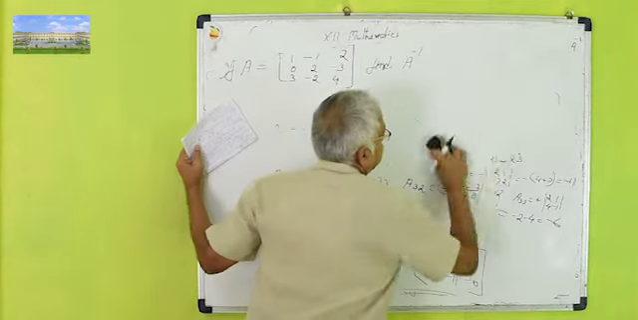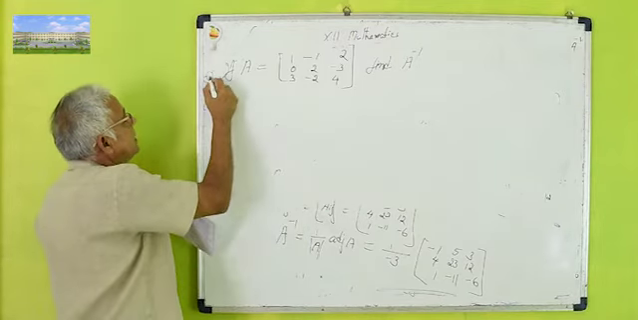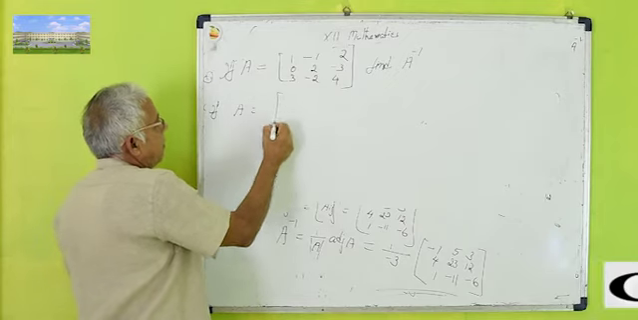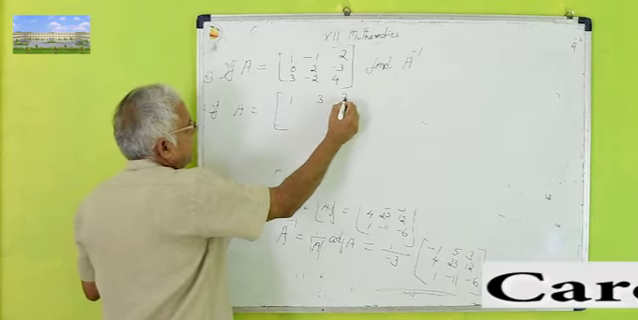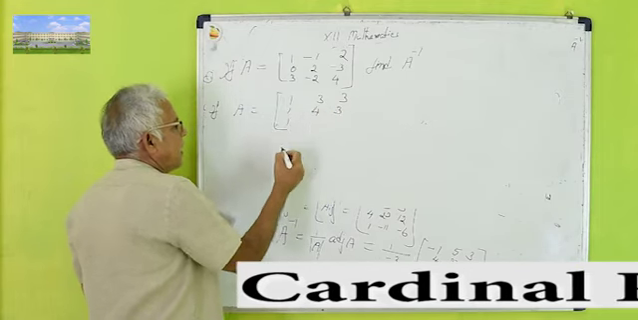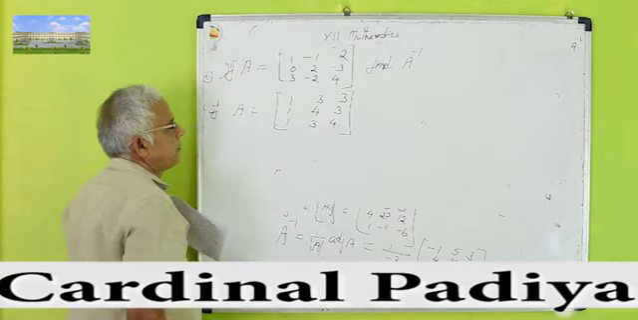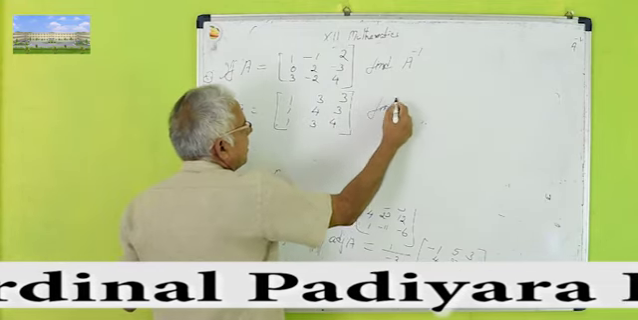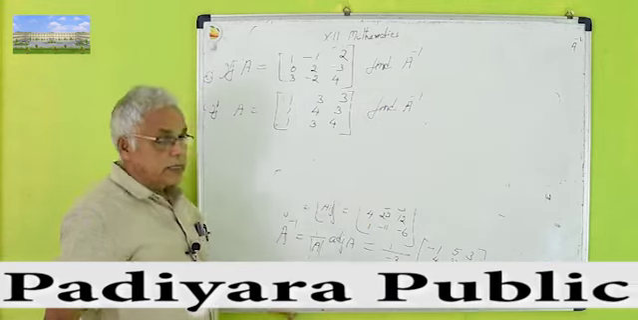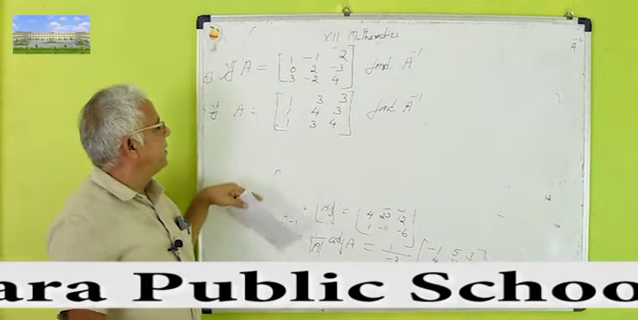Second question. If A is equal to the matrix 1, 3, 3; 1, 4, 3; 1, 3, 4, find A inverse. This is in your textbook, example 24, page 129.